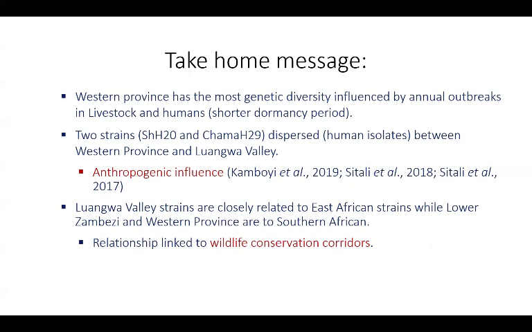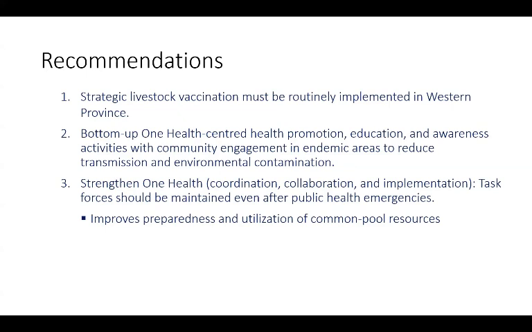One of the angles in which we are trying to move is to understand the relationships linked to wildlife conservation corridors, because I think you have heard of transfrontier conservation areas in relation to wildlife conservation, but we want to follow these and understand how they are affecting, abating or playing a role in anthrax dissemination. One of the recommendations is that there is need for strategic livestock vaccinations to be routinely implemented, especially in the western province of Zambia, where we've been seeing a lot of anthrax in domestic animals.